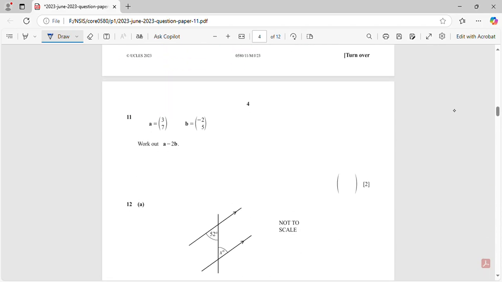Here, as long as I have vectors, so the first thing I have to know to prepare everything. This is here A, it's already written here, but 2B, I need 2B. So it will be 2 multiply negative 2 and the 5, which is equal negative 4 and the 10. So this is represented by 2B. Now I have to substitute the value of A, it will be 3 and the 7, minus the value of B, it will be negative 4 and the 10.